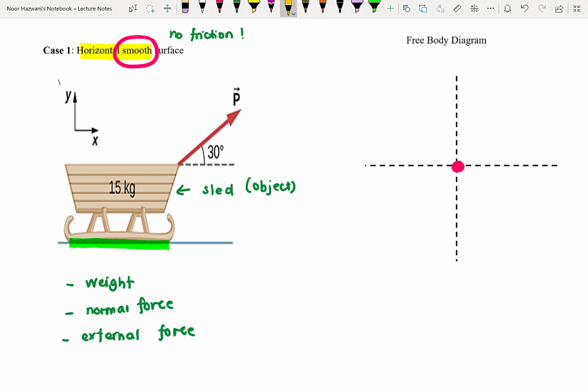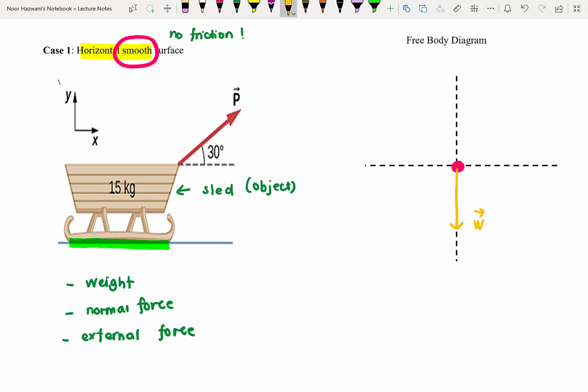So we got weight. The first force that we have is weight. In any situation, in any problem, weight must always point downward. So make the arrow, and then don't forget to label your weight as vector W.